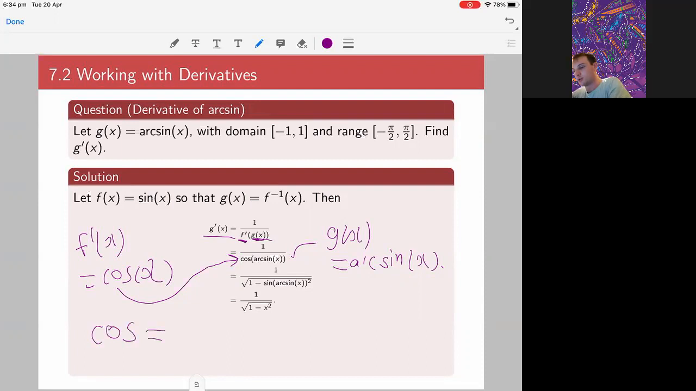Cosine is equal to the square root of cosine squared. There's a slight technicality here, which I'll get back to in a second. Now remember, the cosine squared can be written the same way as sine squared. So that means cosine of arc sine of x can be thought of as the same as the square root of 1 minus sine of the arc sine of x squared. But remember, the sine of the arc sine of x is just going to be x, because sine and arc sine functions are inverses of each other. So in the end, what we get is that g prime of x is equal to 1 divided by the square root of 1 minus x squared.